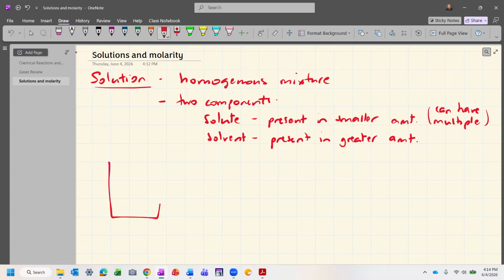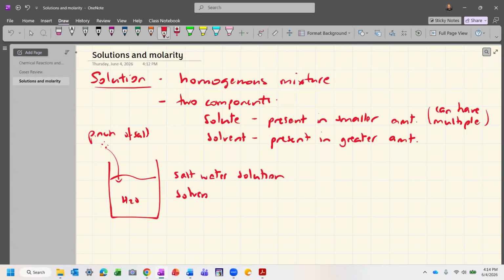So for example, if I have a container with some water in it and I added a pinch of salt and I stirred it up to dissolve the salt in the water, then I have a salt water solution. Okay, so in this case, the solvent would obviously be water, H2O. And then the solute here would be the salt. So that's a fairly simple example.